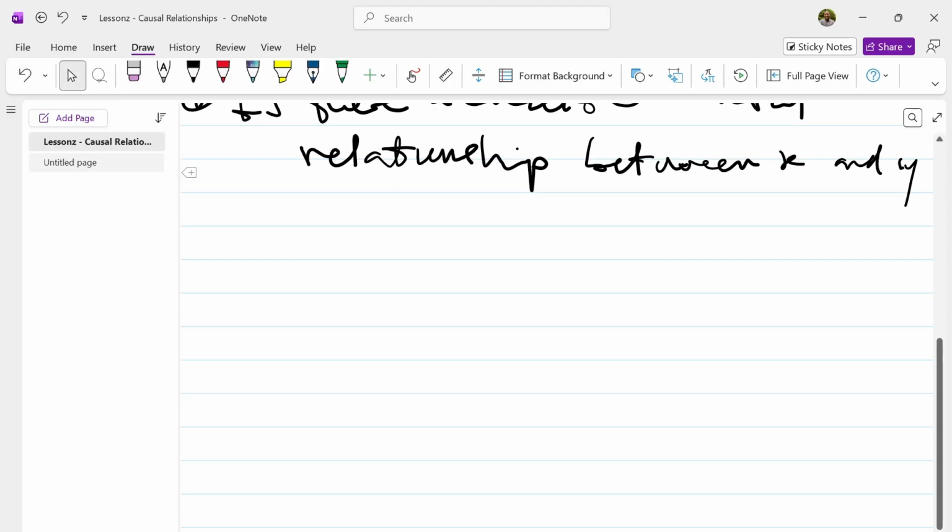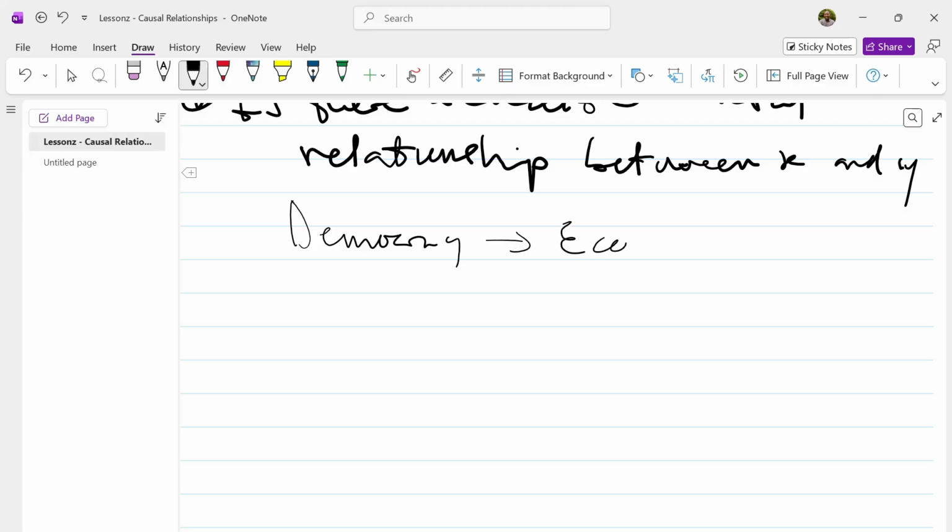All right, before we can say that, for example, democracy leads to economic development, we need to think about whether there is a very credible causal relationship between democracy and economic development. Okay, because remember that the fact that things correlate does not necessarily mean that one causes the other.